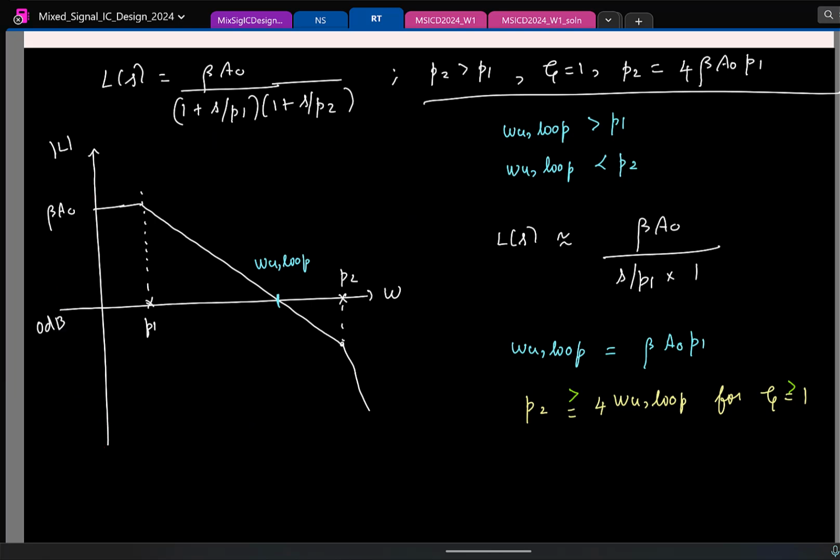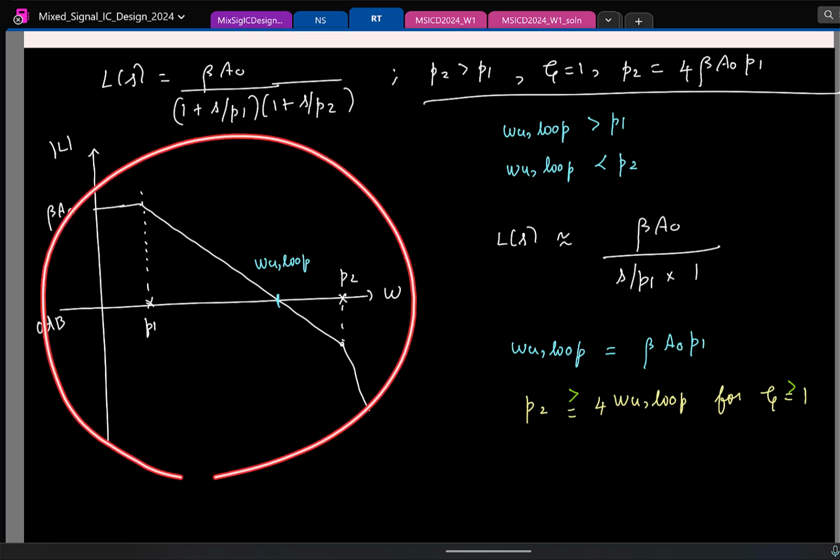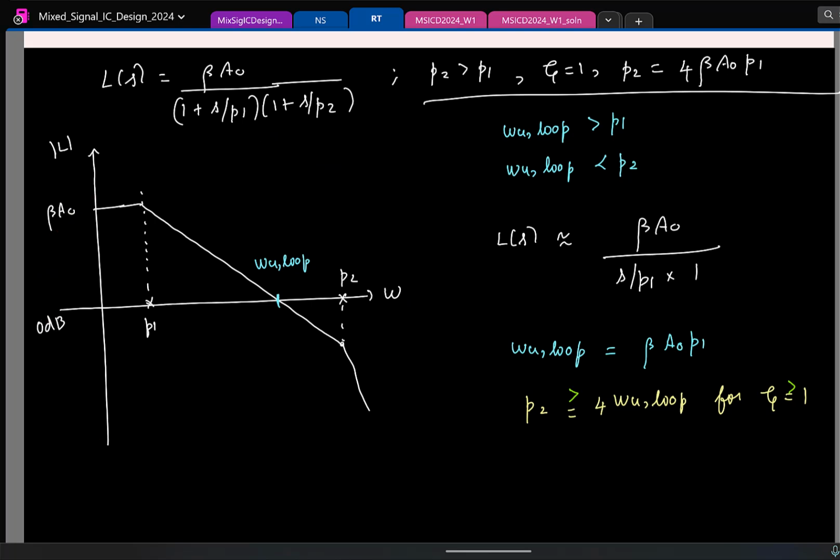And the translation is this, right? If I can have a case where the second pole is greater than my omega u loop, then I know that my zeta is okay. Is that fine? So this is basically rephrasing that required information in terms of the Bode plot. So this is the condition. Yeah, correct. That's the condition exactly.